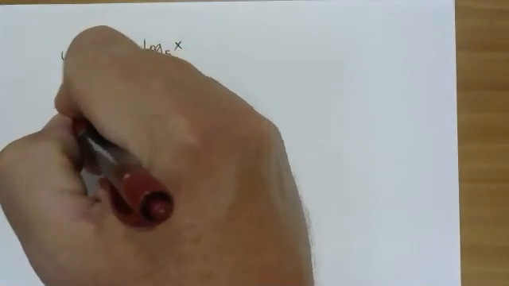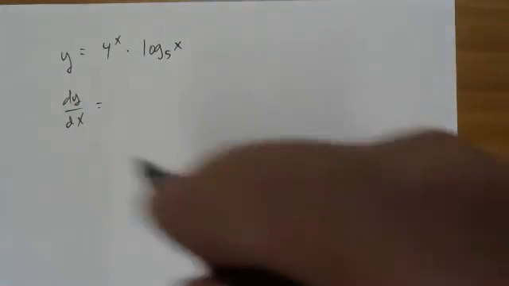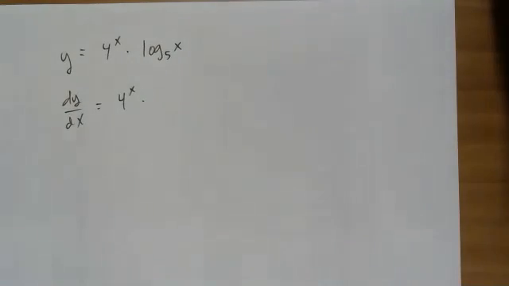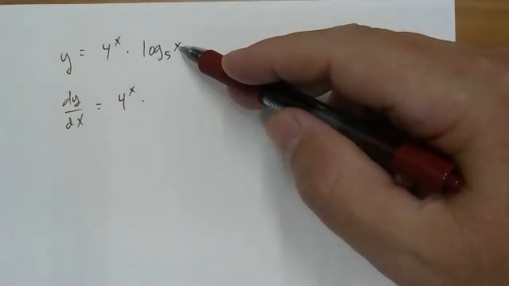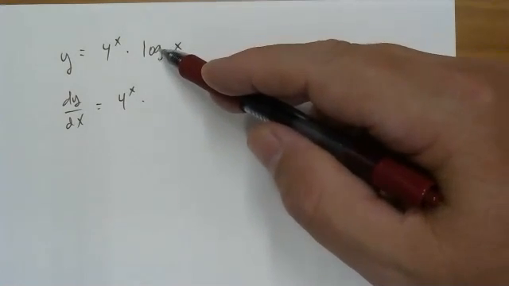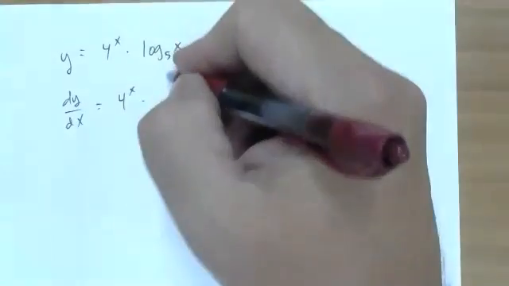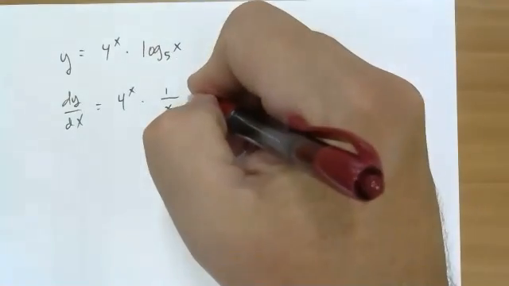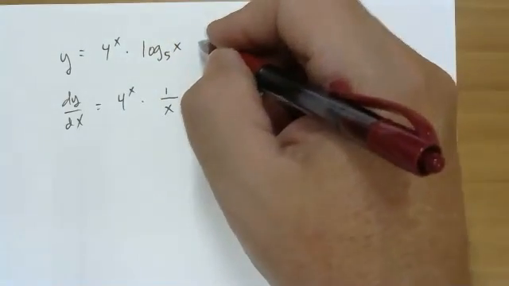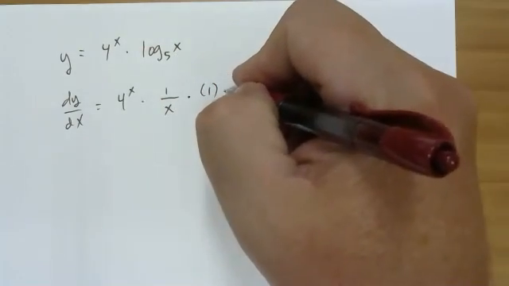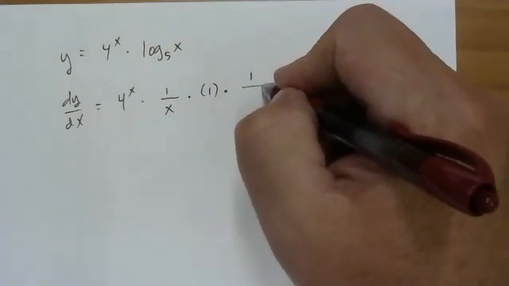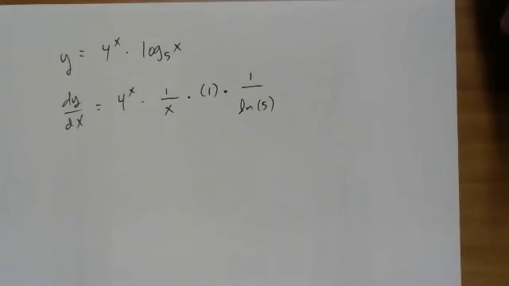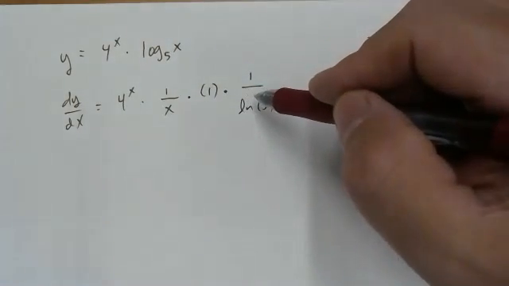Okay, well, we know how to use the product rule. The way I do it is I write the first function, copy it down, times the derivative of the second function. So the derivative of log base 5 of x. Three-step process to get this derivative. First thing you do is you put 1 over whatever's inside the log. Then you multiply by the derivative of what's inside the log. Derivative of x is just 1. And then the third step is you multiply by 1 over the natural log of the base. So this is the first half of the product rule.